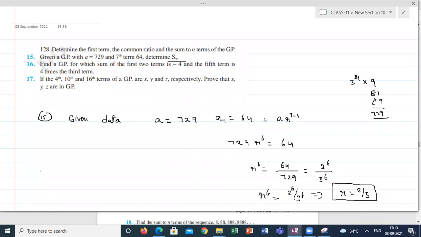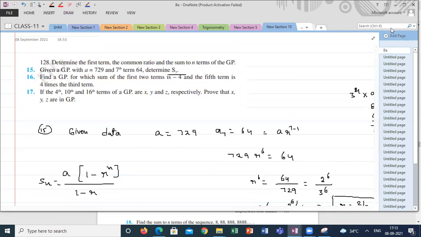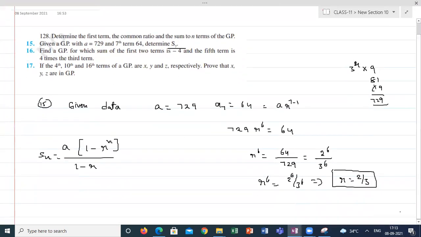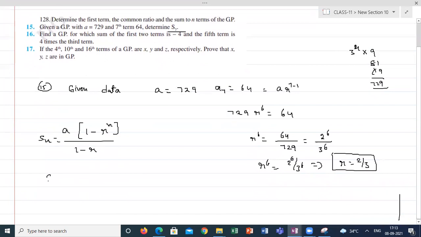What is the Sn formula? Sn is equal to A into 1 minus R power n by 1 minus R. He is asking us to calculate S7. S7 is 729 into 1 minus R power 7, where R is 2 by 3, divided by 1 minus 2 by 3. How will we simplify this one?